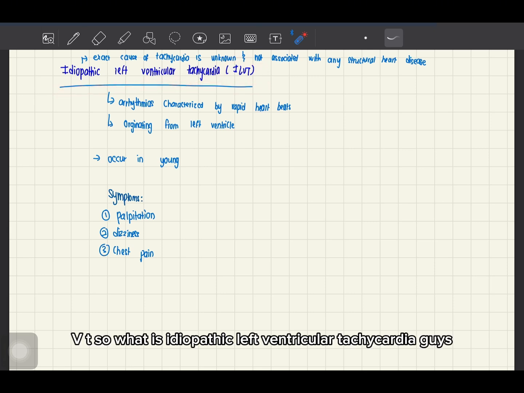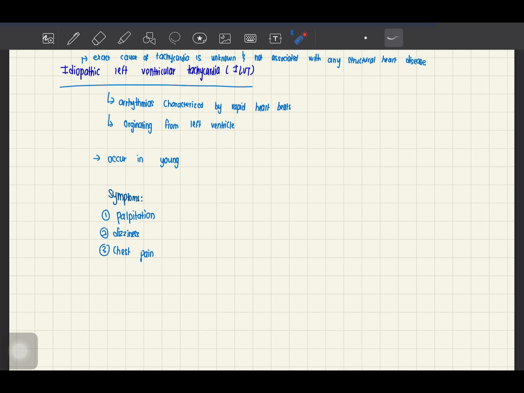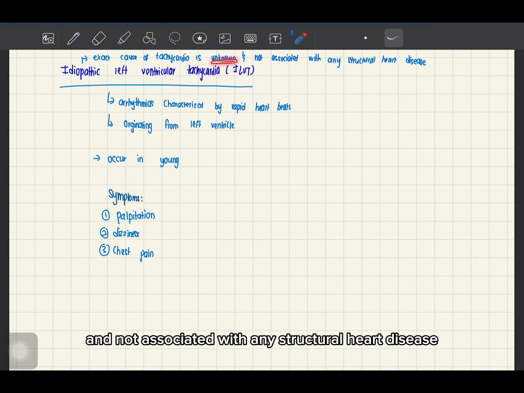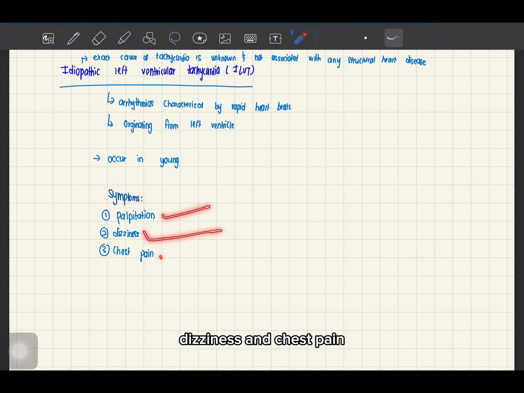So what is idiopathic left ventricular tachycardia, guys? It is basically an arrhythmia characterized by a rapid heartbeat which is originating from the left ventricle. As you can see in the name itself, there is left ventricle. What is idiopathic? Idiopathic means the exact cause of the tachycardia is unknown and not associated with any structural heart disease. This condition can occur in young or also in healthy individuals, and the symptoms of this disease are palpitation, dizziness and chest pain.